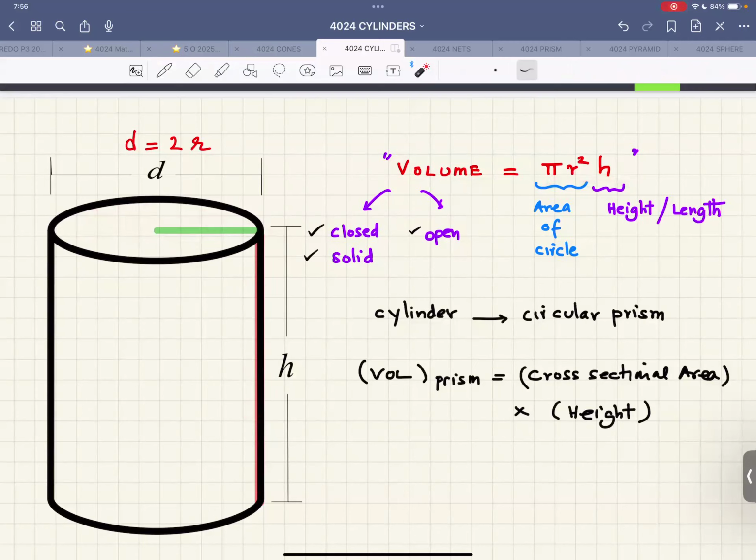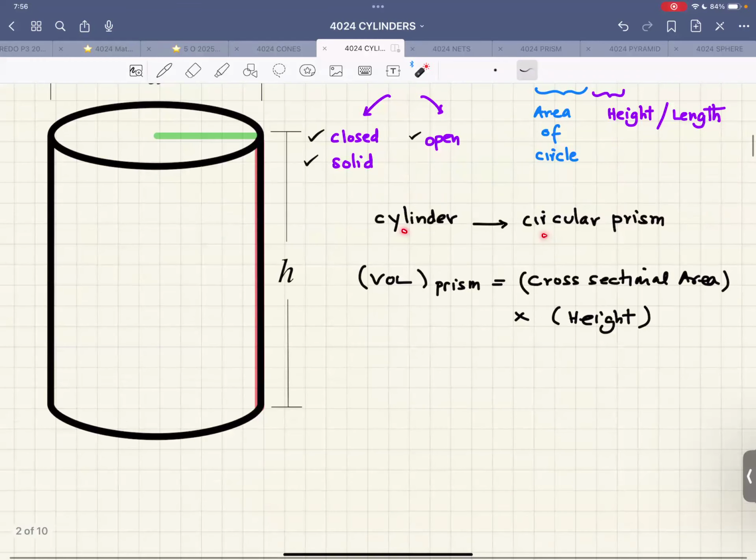A lot of people ask me how to remember the formula. Once you understand it conceptually, the formula will become easy. Any which way, the formula will be given this time, but still understand it conceptually. So this is area of circle into height or length. If it's standing up, that is the height. If it's lying down like this, that is the length. It's the same thing. So a cylinder is a circular prism: cross-sectional area into height.